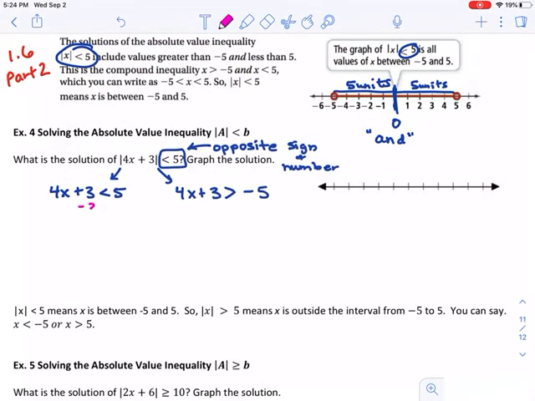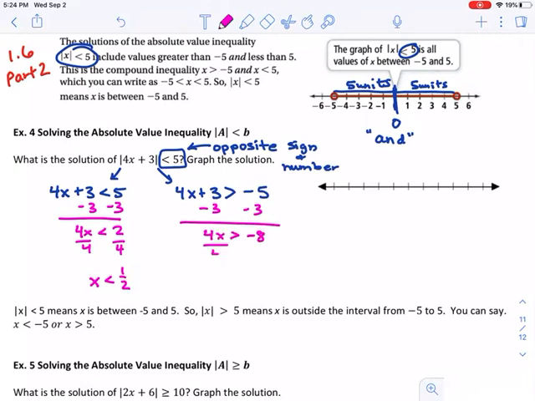So we subtract 3 and divide by 4. 4x is less than, we'd end up with 2. Dividing by 4, 2 divided by 4, x is less than 1/2. We solve out our other one by subtracting 3. So 4x is greater than -8. Dividing by 4, we'd have x is greater than -2.